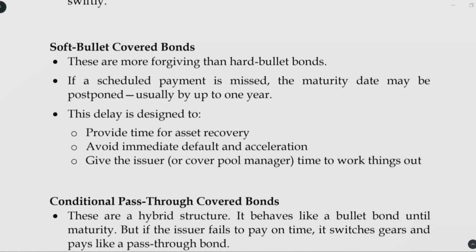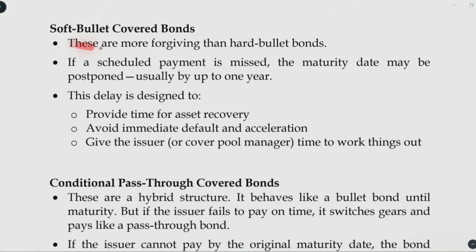What happens to soft bullet covered bonds? These are more forgiving than hard bullet bonds. If a scheduled payment is missed, the maturity date may be postponed, usually by up to 1 year. This delay is designed to provide time for asset recovery, avoid immediate default and acceleration, and give the issuer or cover pool manager time to work things out.